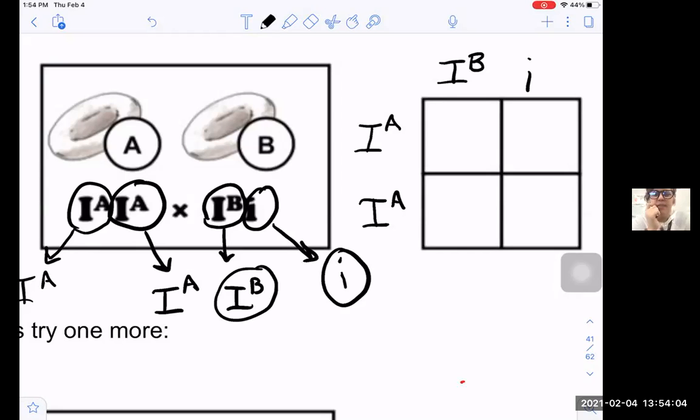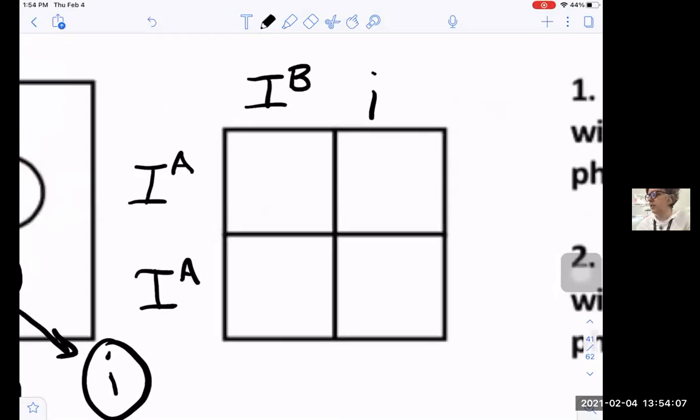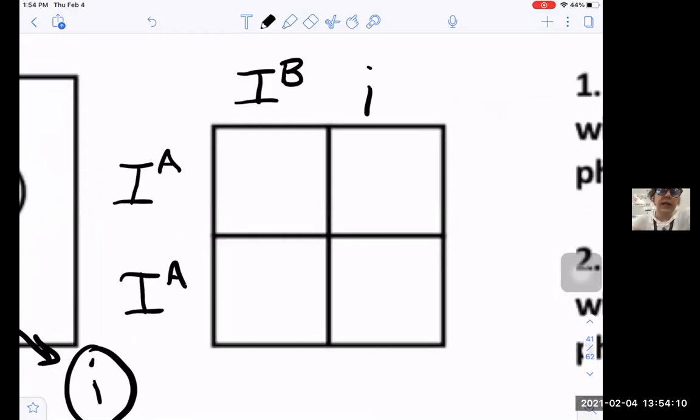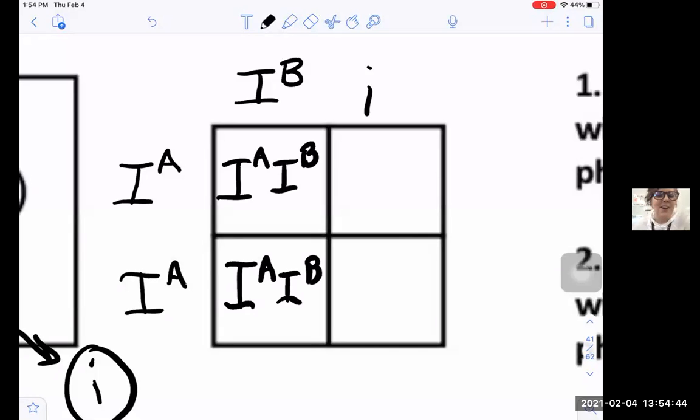All right, so now we just fill in our Punnett square over here. When you fill it in, you must include the I with the superscript, if there is one. Also, if you have both A and B, you always write the A first. So when you fill in this square, you always write the A before B. And that's because it's called AB blood, not BA blood.